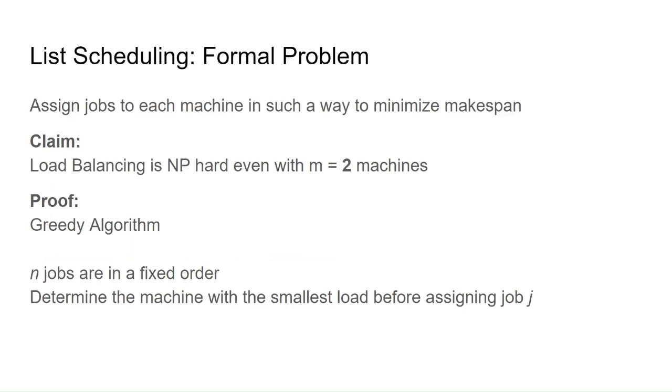Getting to list scheduling now, we can assign jobs to each machine in such a way as to minimize the makespan. Our first claim is that load balancing is NP-hard even with two machines. We will prove this using the greedy algorithm. We will keep n jobs in a fixed order and then determine the machine with the smallest load before assigning job j to said machine.